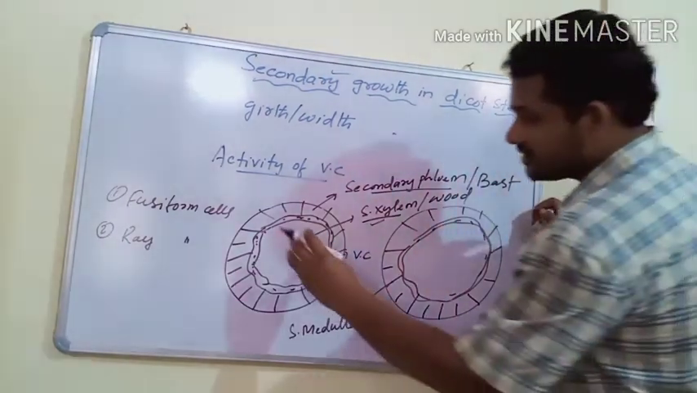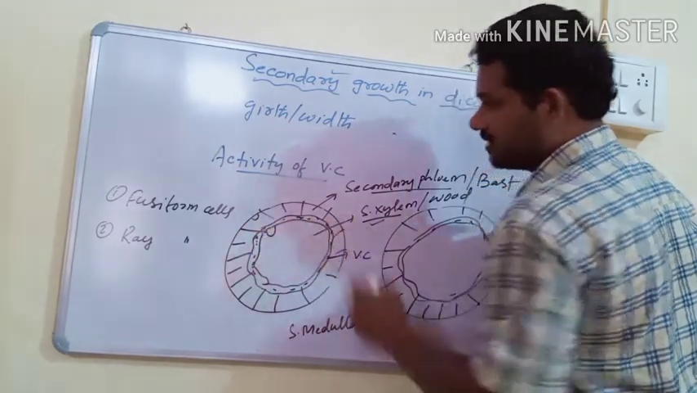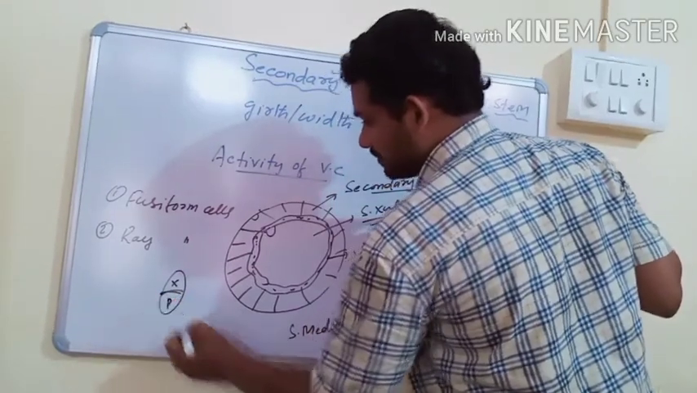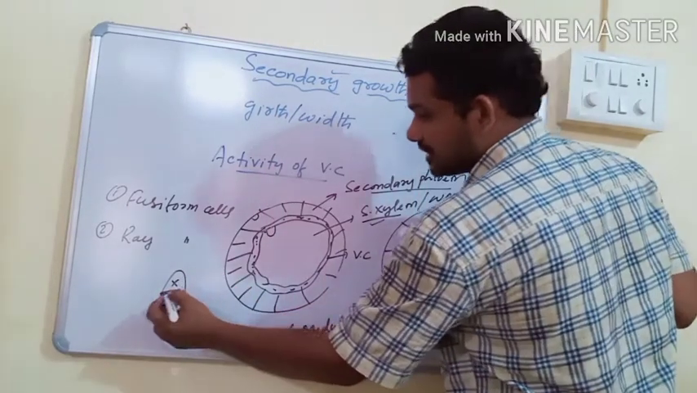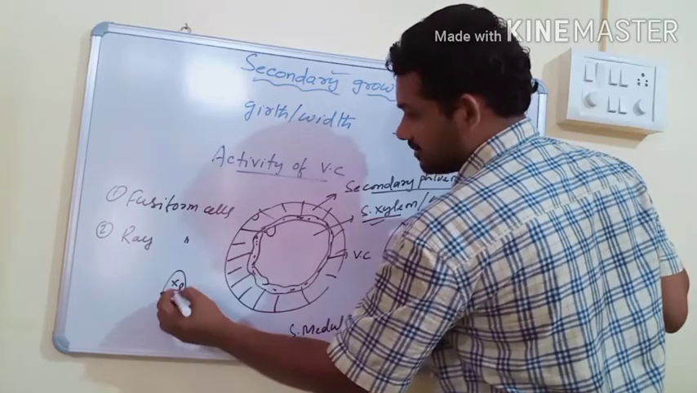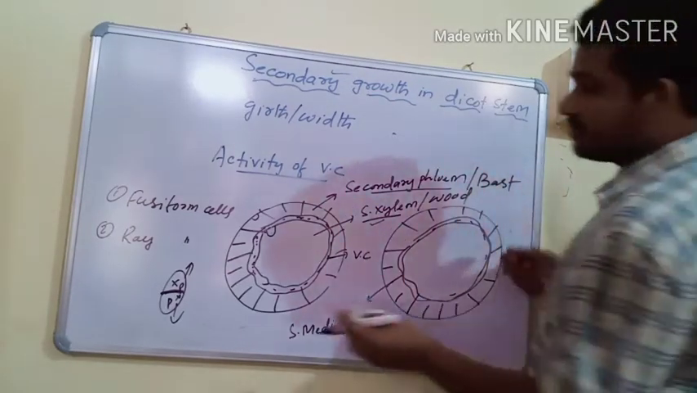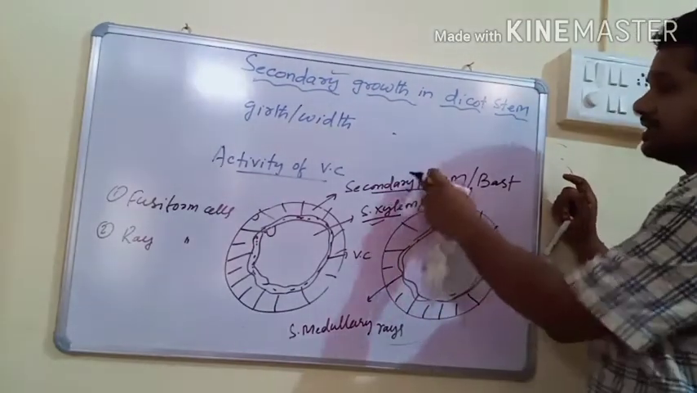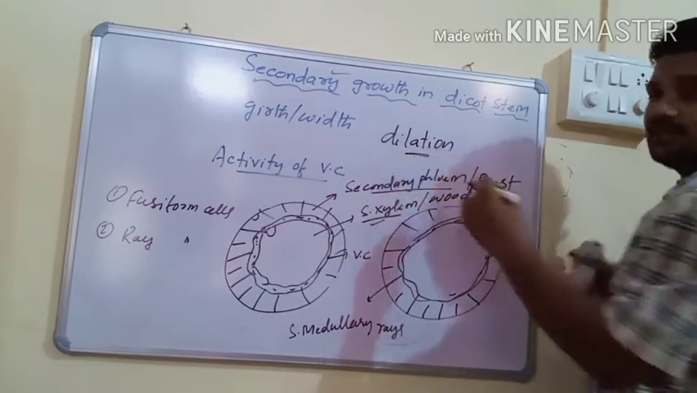Due to the formation of secondary xylem and secondary phloem, primary phloem and primary xylem get separated. Initially, primary xylem and primary phloem are present together. See, this is the cambium. Here, the cambium divided to form secondary phloem and secondary xylem. That's why these two get separated. The separation of primary xylem and primary phloem due to the formation of secondary xylem and secondary phloem is known as dilation. So dilation is nothing but an increase in girth.